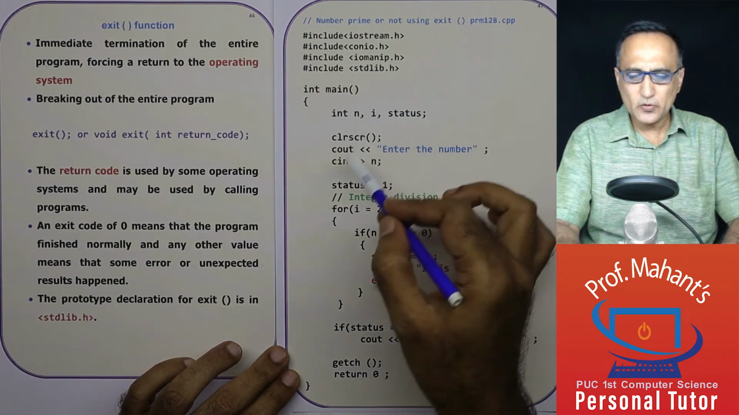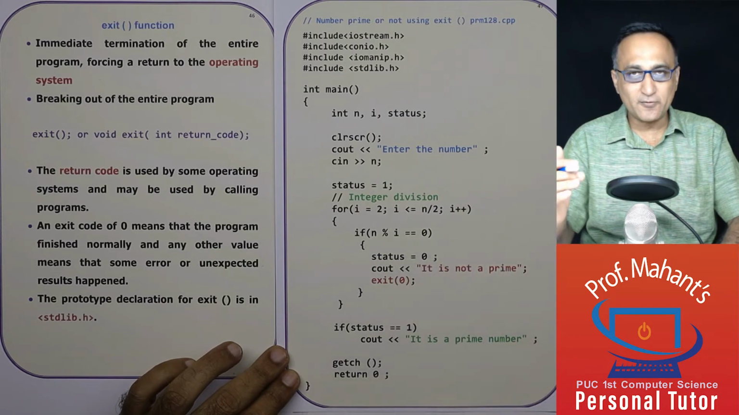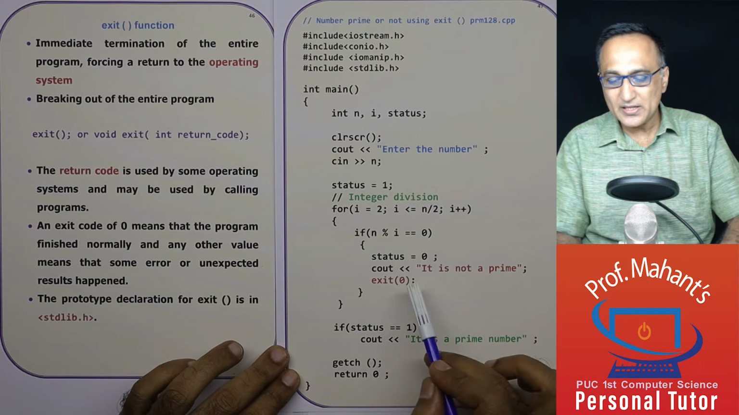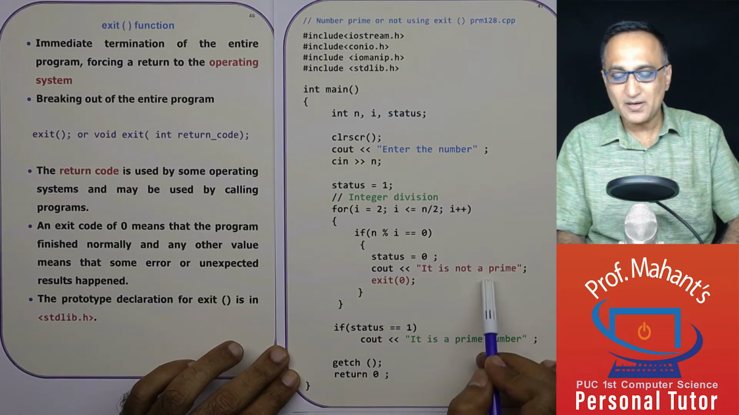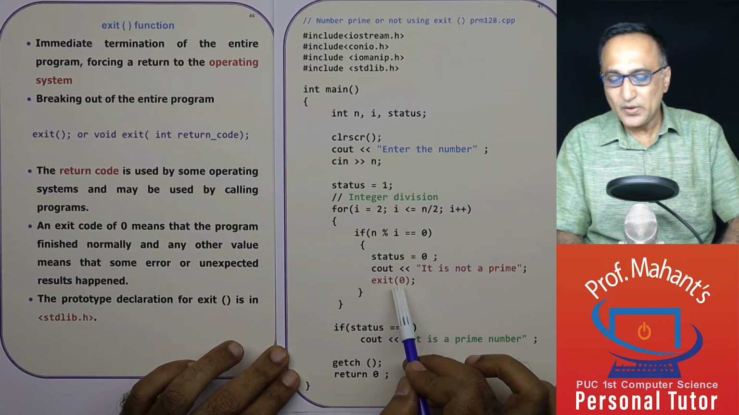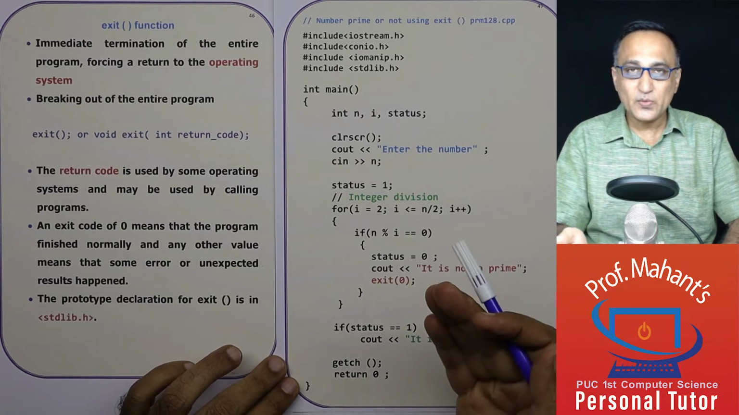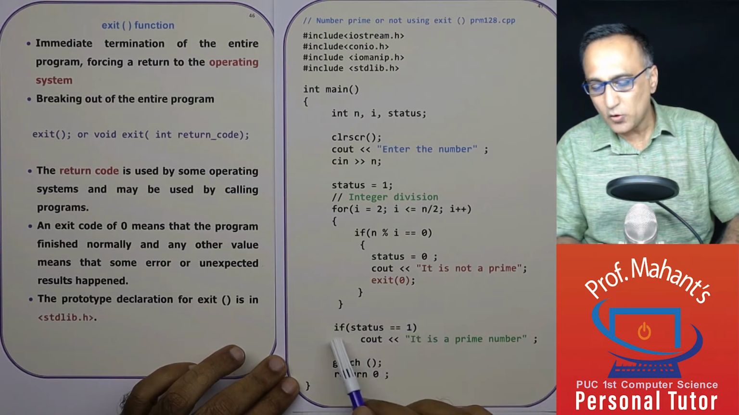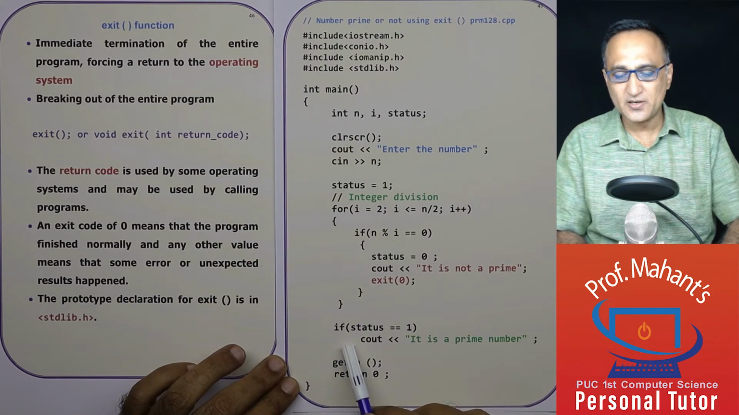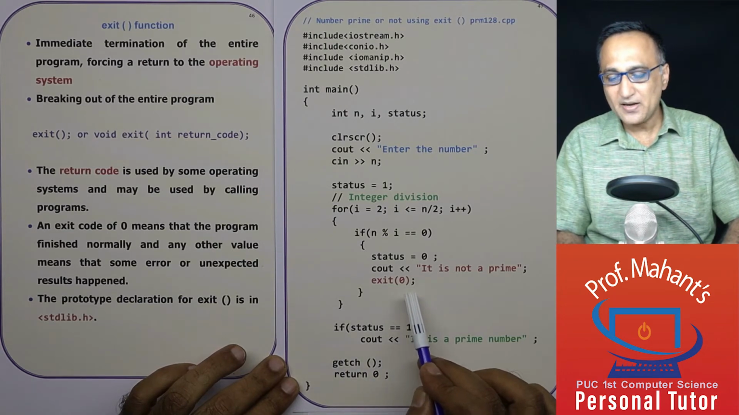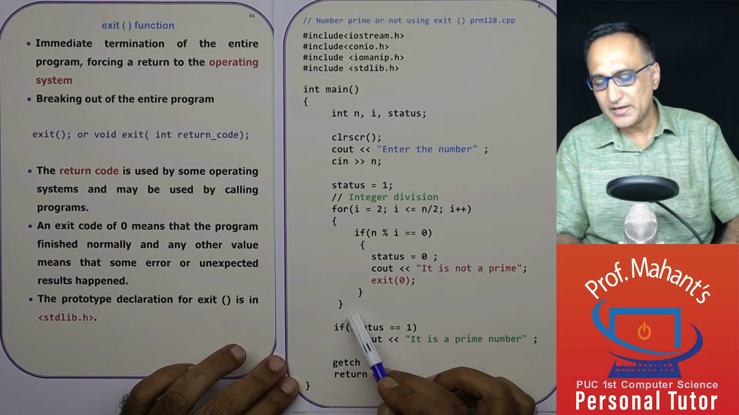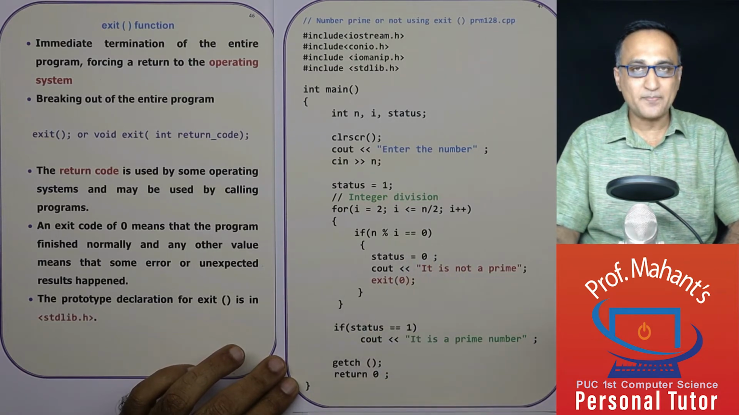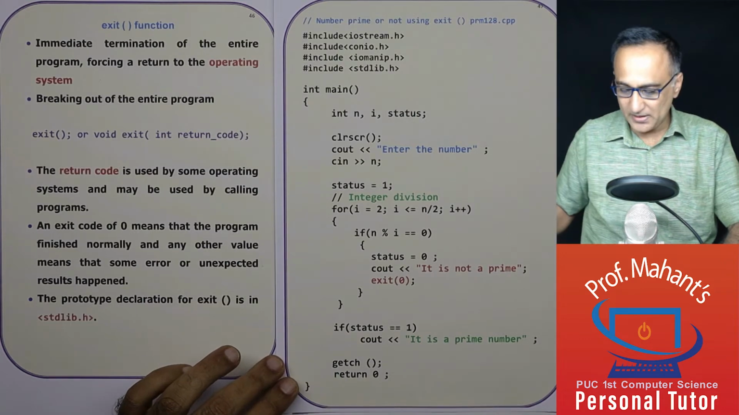In this particular program, I'm also doing the same thing, trying to find whether a number is prime or not. Except that when the number is not a prime number, like say 21, when it hits the exit, control straight away goes to the operating system. It will not go and try to check this if condition. Whereas if you had a break, the break would have only got it outside the loop, whereas the exit totally quits the program and goes back to the operating system.